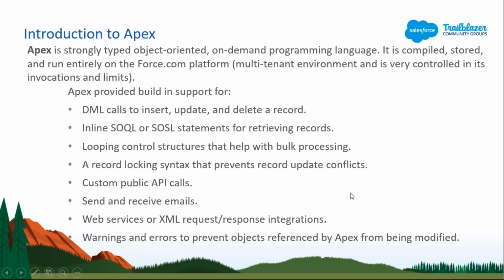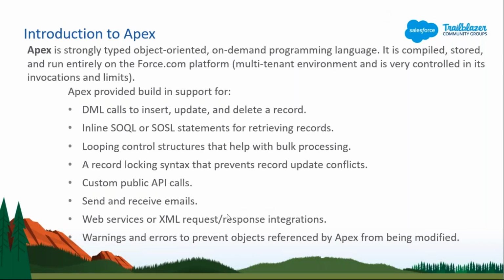Looping control structures: we will have for loop and while loop here as well. We'll be learning more about it later. The syntax is also the same as Java, and it can prevent record update conflicts too. We have REST API support and SOAP API support in Apex. We'll be learning more about it.